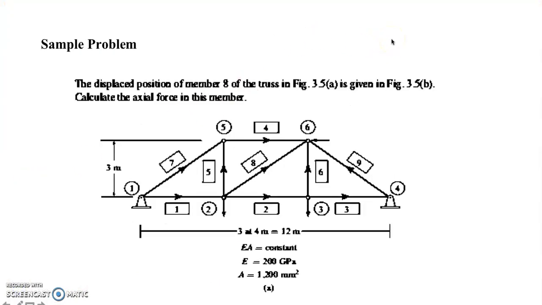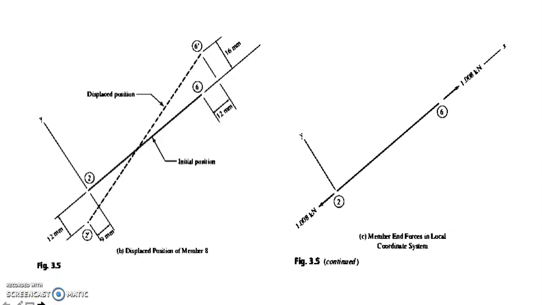The problem states that the displaced position of member 8 of the plane truss is given in this figure. So you are going to calculate the axial force for member 8. So for this plane truss, we are given with the displaced position for member 8. So the displaced position for member 8 is this one. So we are given with member end displacement.